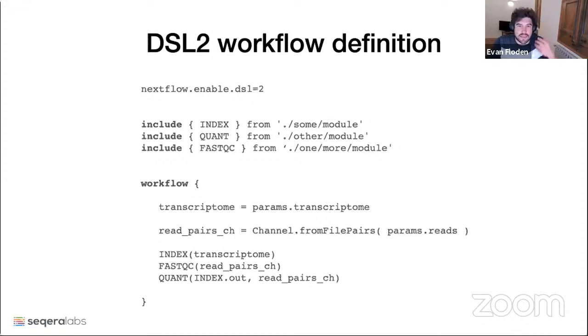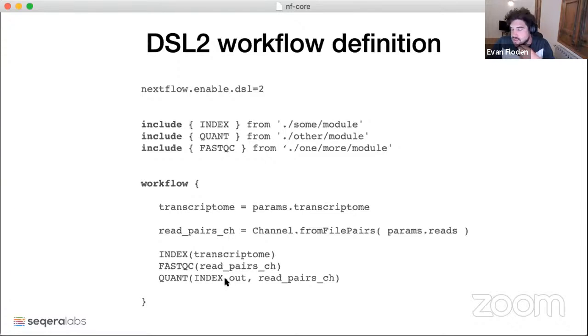Another thing to note here is that with DSL2, we're able to reuse channels several times. So we no longer have this limitation of having to split the channels out. I can use read pairs channel here, and I can use read pairs channel here without having to split it. The other thing to note is the use of this .out. With this .out, I'm able to access the output channel of index without having to necessarily define it as a variable. And this can have some advantages for just making it simple to see.